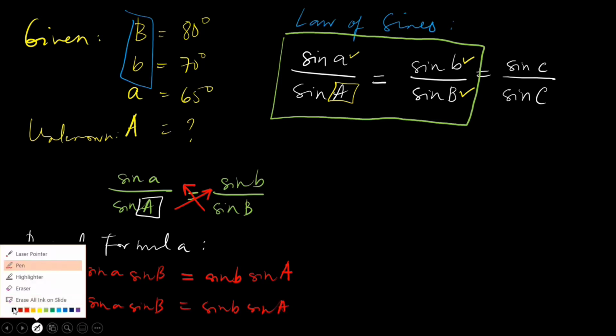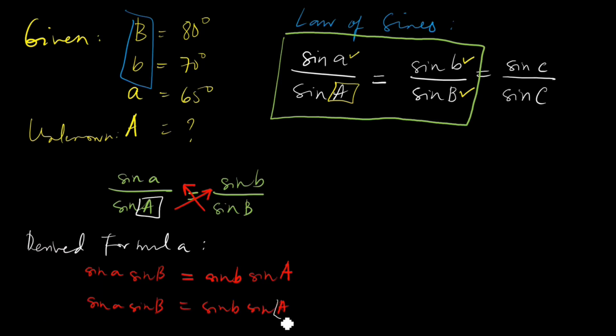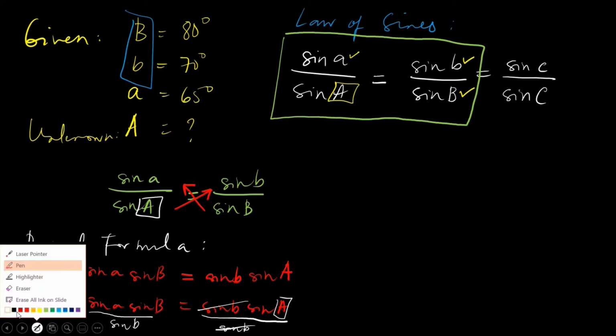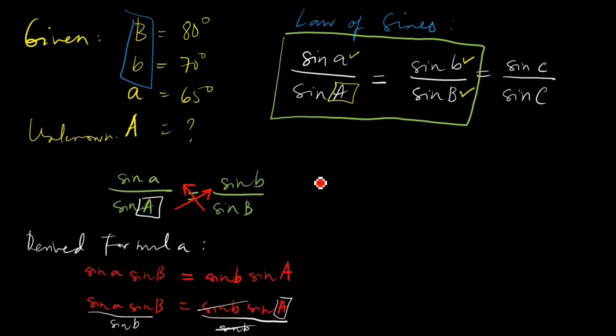Remember, what we need is the big A. If that is the case, we are going to divide both sides by the one that we need to move to the other side, which is sine of small b. So divide both sides by sine of small b. After that, as a continuation, let us just rewrite this.